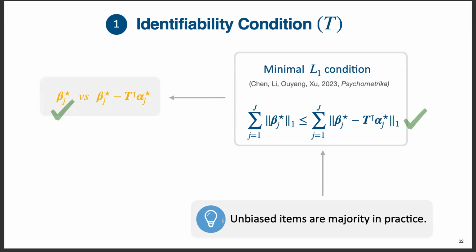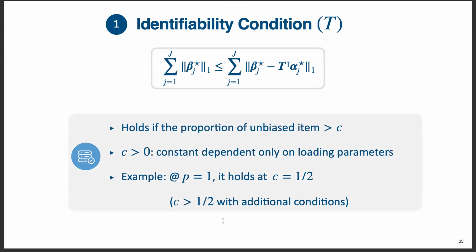So we choose this condition mainly based on its nice practical interpretation. This condition holds if the proportion of biased items is smaller than a constant, and this constant is not going to 0. So it's different from the sparse setting, where we usually assume high dimension and the sparsity proportion goes to 0. For instance, in the unit dimension example, this condition holds if half of the questions are biased. You could further relax this with additional constraints, but this is a very reasonable assumption, and we will follow this one.